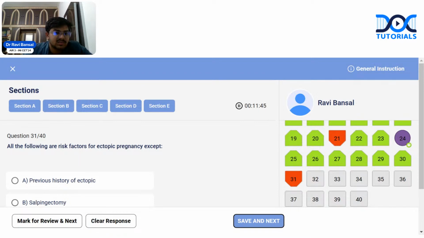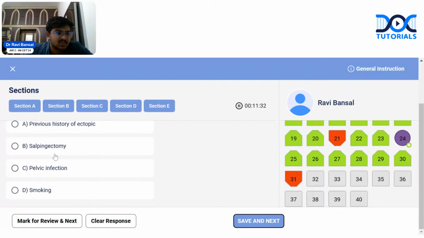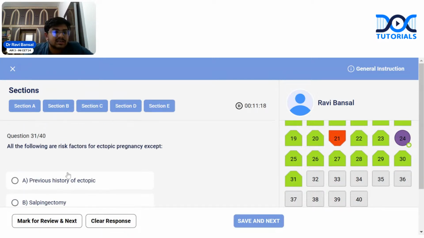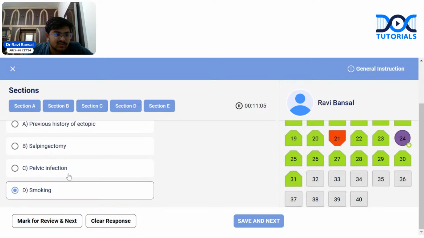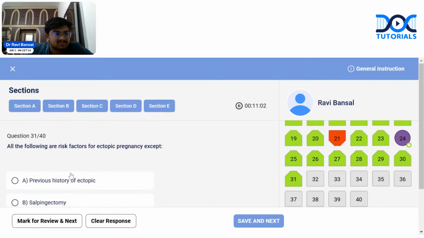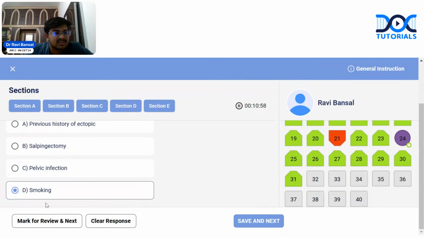All of the following are risk factors for ectopic pregnancy except: previous history of ectopic. Obviously, in gynae, in every condition previous history is a risk factor for future episodes. Salpingectomy, if you play with the fallopian tube, obviously there is a risk of ectopic pregnancy. Infection, obviously, if the tube is damaged, there is a chance of implanting the embryo in the fallopian tube itself. Smoking. I do not know whether smoking is a risk factor or not, but they're asking the risk factor except. Previous history is a risk factor, salpingectomy is a risk factor, pelvic infection is obviously the most common risk factor for ectopic. Smoking, take care. I have ruled out three options. I do not know about this thing, so I can mark it.